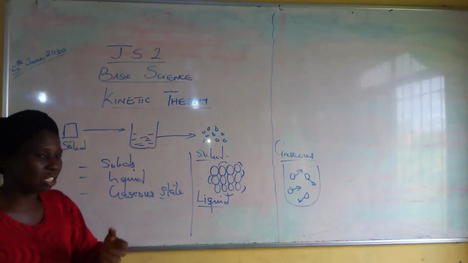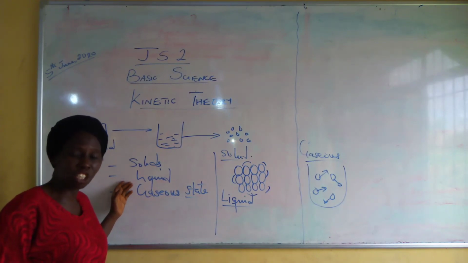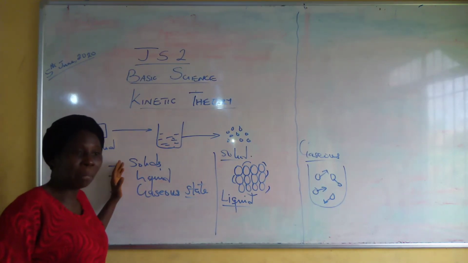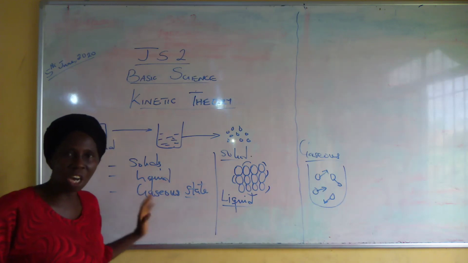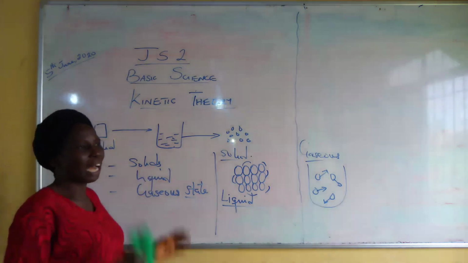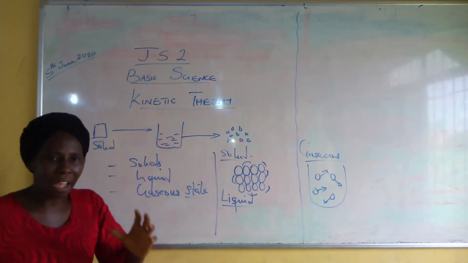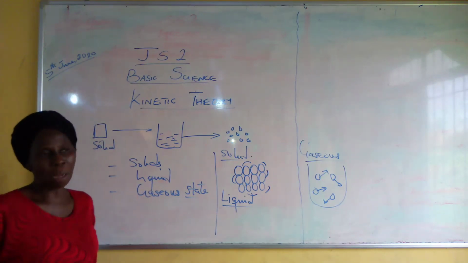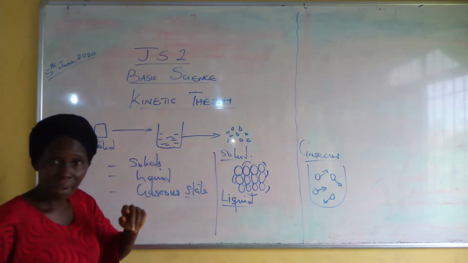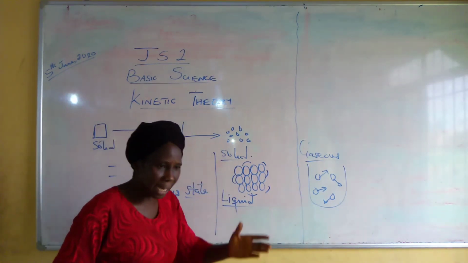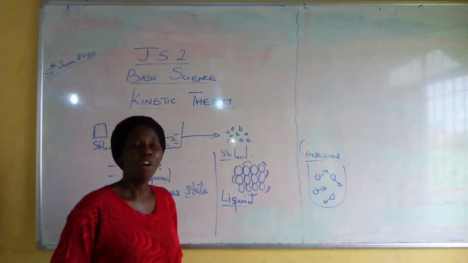Today, I've been able to discuss with you the kinetic theory of matter, the basic assumptions, and we have talked about the states of matter: solid, liquid, and gaseous states. I want to give you an assignment. State 5 factors affecting evaporation. Next time we meet, we'll discuss more about the kinetic theory of matter.